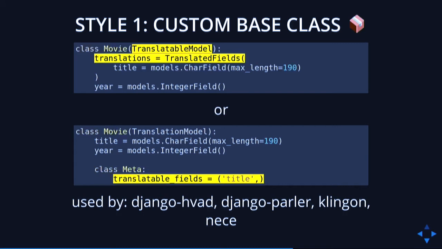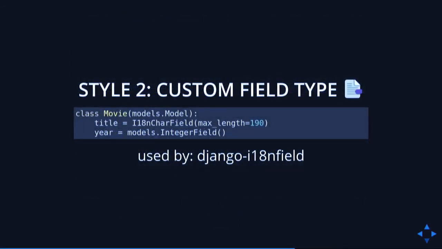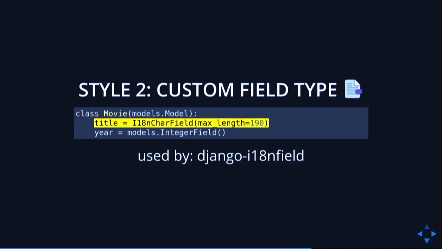The second style, used in Django I18N field, is that we just require a custom field type and don't have to change anything about our model class. Everything is contained and done by the custom field type. This obviously isn't possible if we want to have separate tables, but it's very simple and self-contained for the case where we just store it to one single column.